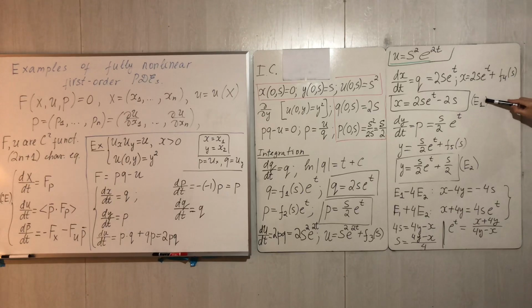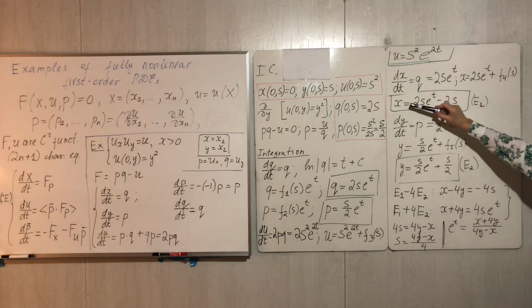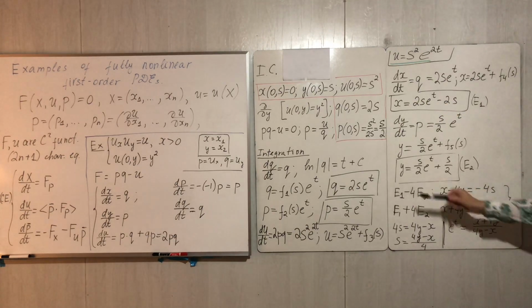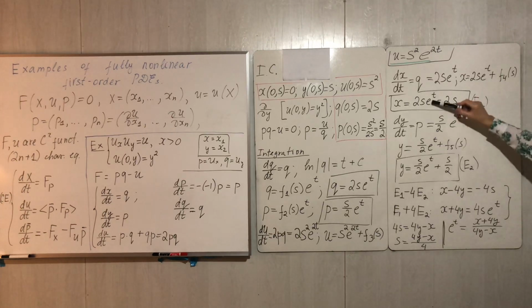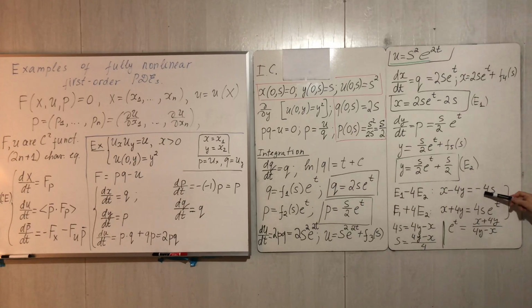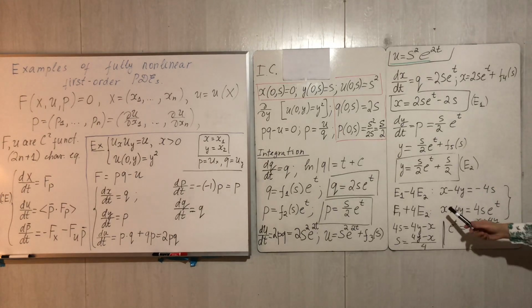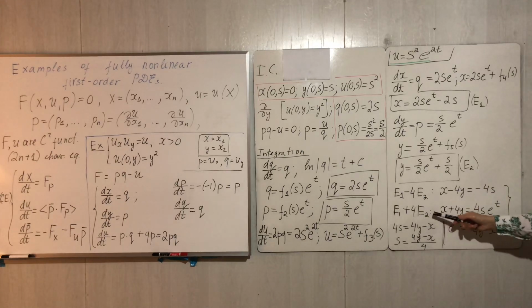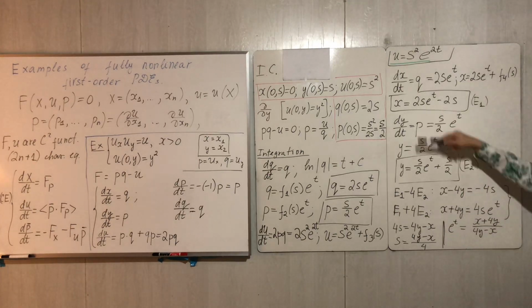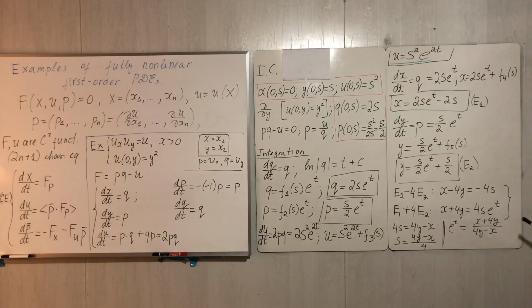If we take E1 and subtract 4 times E2, we will get on the left-hand side x minus 4y, and on the right-hand side the term with t cancelled, and that equals negative 4s. And then we take equation E1 and add 4 times E2, and in this case we will get x plus 4y, and on the right-hand side this term will be cancelled, and we will get 4s e to the t.